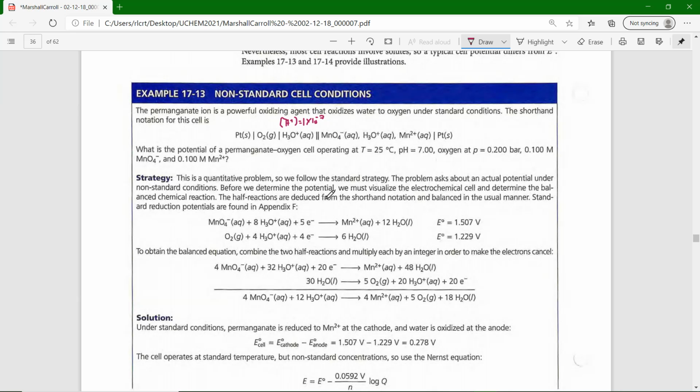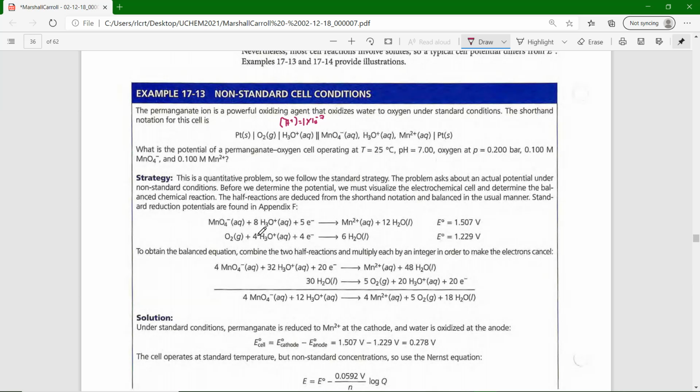So this is a quantitative problem. Yeah, there's lots of numbers. The problem's asked about an actual potential under non-standard condition. I call it voltage. I don't think you should call it a potential. We must visualize the cell, determine the balanced reaction. Half reactions are deduced from the shorthand notation.